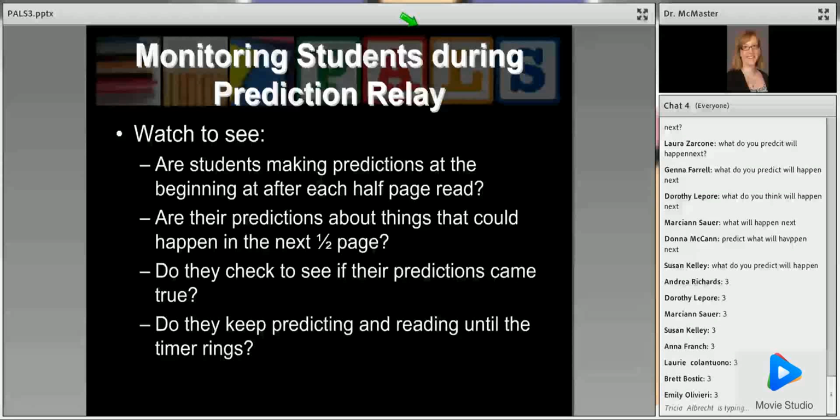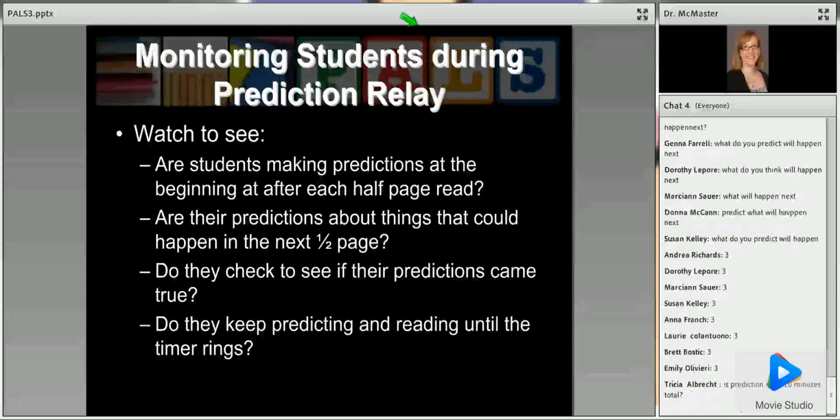I see Tricia has a question, so I'll wait for a moment here. Is prediction relay 10 minutes total? Yes. So 5 minutes for the first reader, 5 minutes for the second reader.